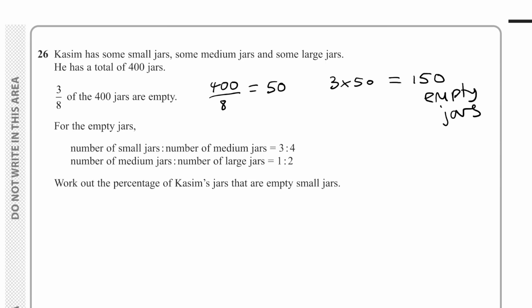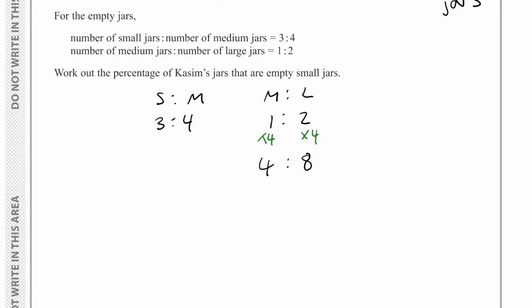So for the empty jars, the number of small to medium is 3 to 4. The number of medium to large is 1 to 2. We want to combine these ratios. So they've both got a medium in. We need the medium to be the same number. So if I times this ratio by 4, instead of 1 to 2, I'm going to write 4 to 8. So then I've got small to medium to large, I can write as one ratio. That's 3 to 4 to 8. So the medium's the same, I can put them together.